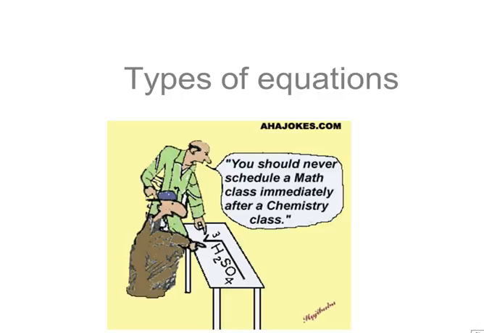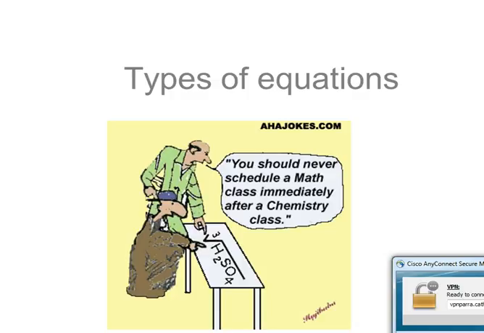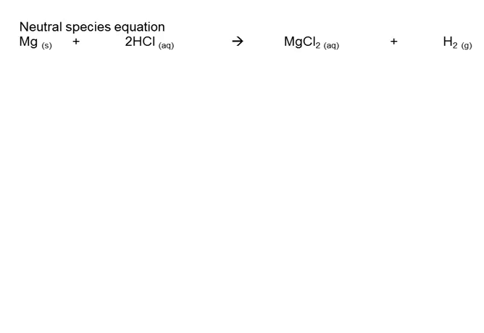Okay, types of equations that are useful at various times. The usual type of equation you're used to seeing is referred to as a neutral species equation. Notice the states in. The states I got from your general knowledge about equations. So magnesium ribbon would come in as a solid, S for solid, hydrochloric acid, and the salt produced are floating around in water, so they have the AQ subscript, and hydrogen is a gas, G for gas.